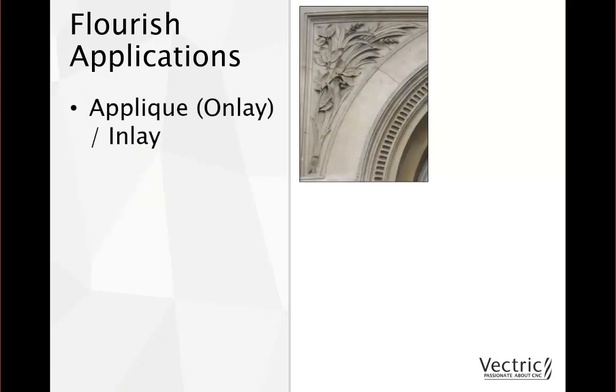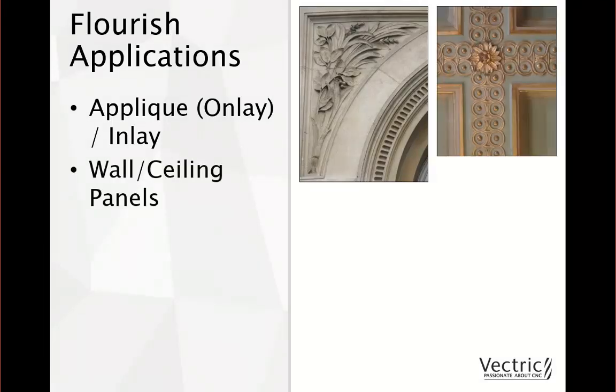So let's take a look at some of the typical applications where flourishes might be used. One type of flourish is the kind of applique, onlay, or something where it might be slightly recessed in an inlay, and this is essentially a sort of standalone shape that's been added on to a flat area of a part in order to create decoration. We've got wall and ceiling panels, very typical that in historical buildings flourishes were used to add more interest, particularly if the owner was wealthy.